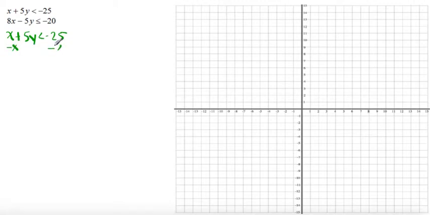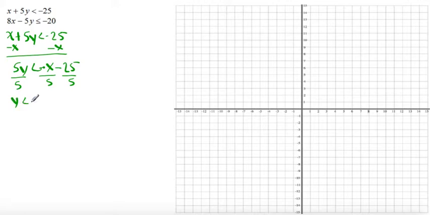Subtract x on both sides. So if 5y is less than negative x minus 25, to get y by itself, divide both sides by 5. So y is less than negative 1/5 x minus 5.